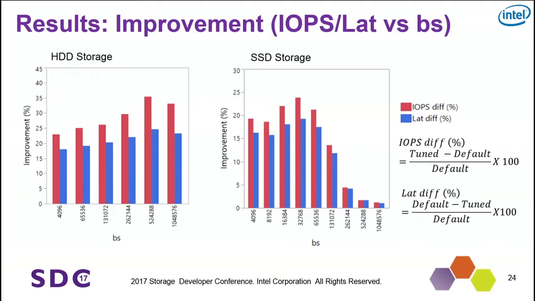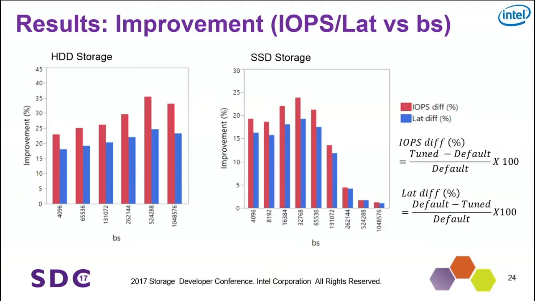And I calculate the percentage difference in performance. This is the equation. It's so clear, right? Everything is positive, there's no negative. The red color is for the IOPS calculation and the blue color is for the latency calculation. For the HDD, we can achieve as high as about 35% improvement, and the SSD about 25%. So great, using one workload to run the DOE, it actually applies across all different block sizes.